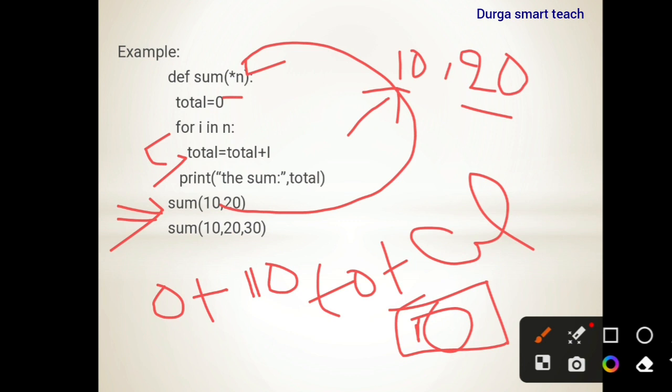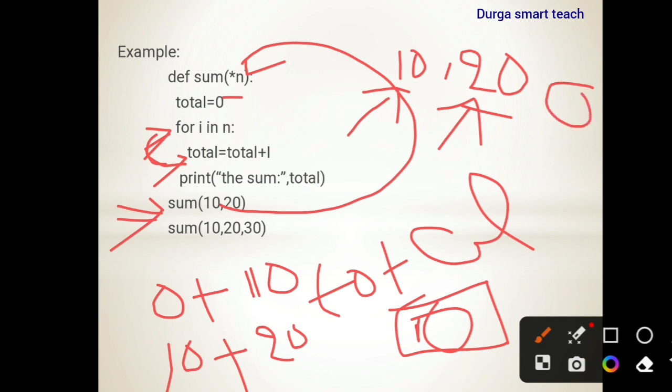Next, the i value points to 20. Total plus i: total is 10 plus i value, which is now 20. 10 plus 20 is 30. The total contains 30. After that, i is incremented, but there is no value here. So it will print the sum is total. The total contains 30, so it will print 30.